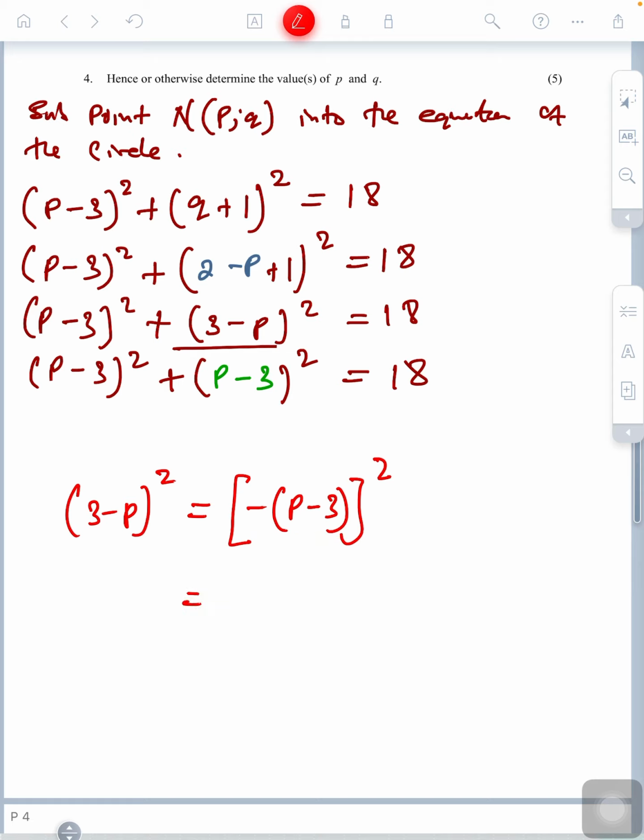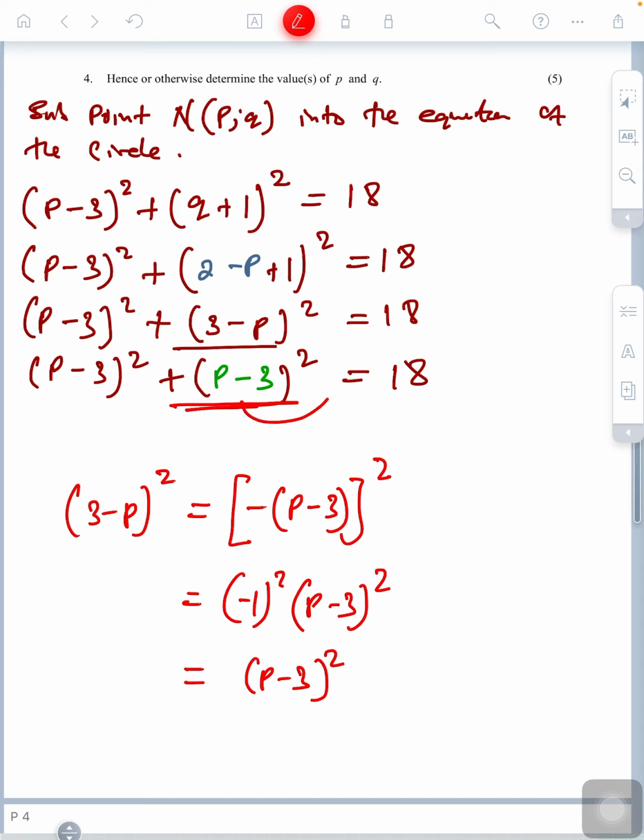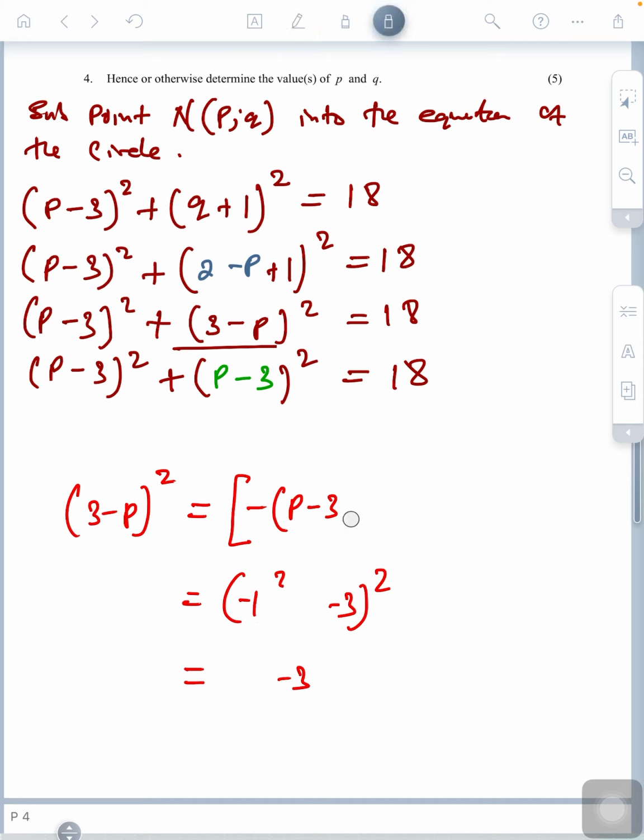So this is going to be negative 1 all squared times (p minus 3) all squared. This is basically the same thing as that one right there. And then now I'm going to get a positive 1 times (p minus 3) all squared. That is why I just moved the inverse of that. So it's not really an issue there. Just basic algebra, which I advise you guys to really be careful of.